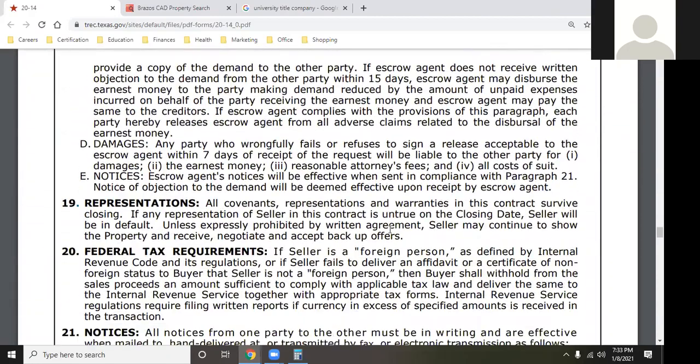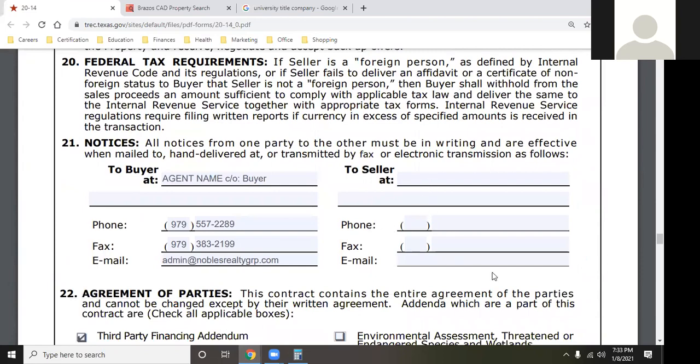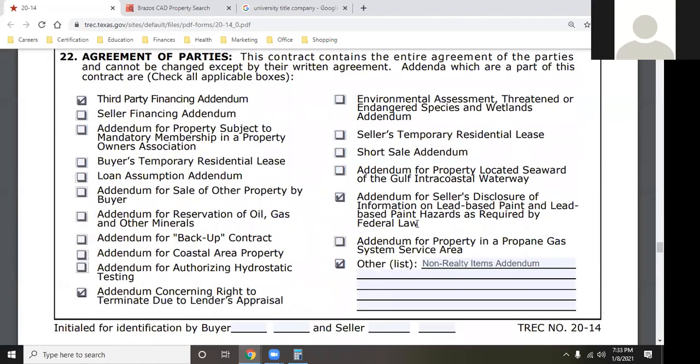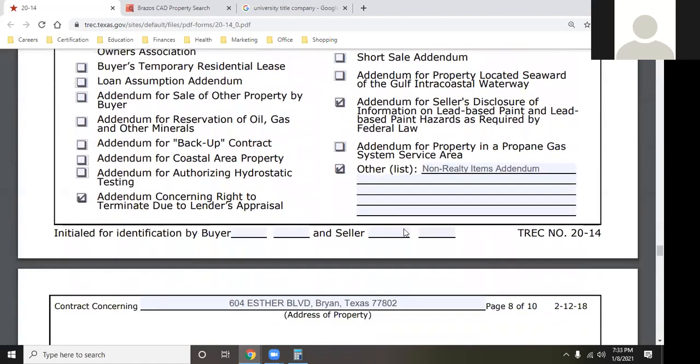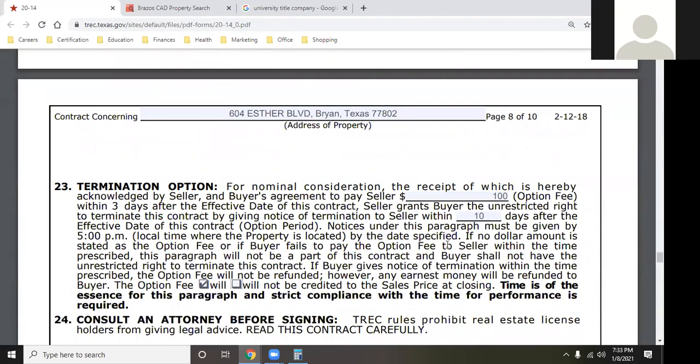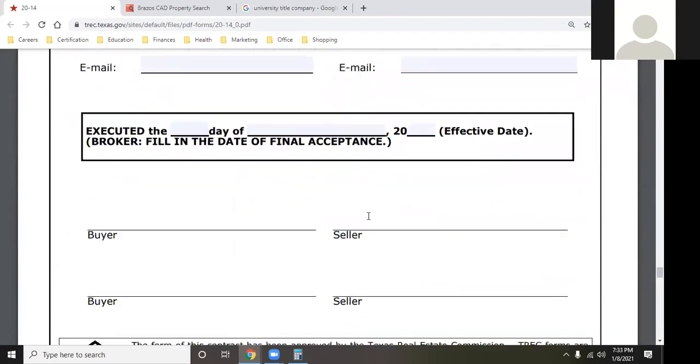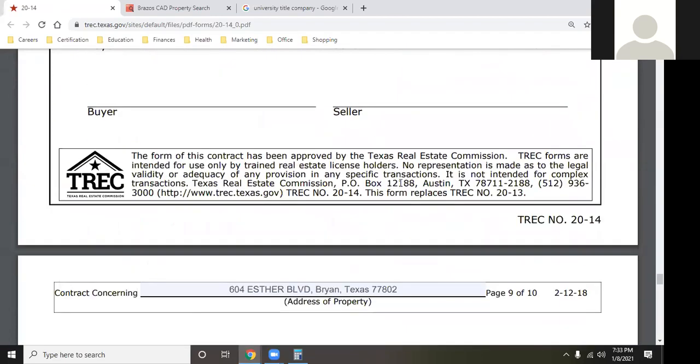So we go on down, everything still just notices. This is where you would fill in your information. So Travis would fill his in. He would look at these addendums. He'd say, okay, I'm good with those. He would look at these amendments. You good with those terms? $100 for 10 days? Sure. Okay. And then would he sign?